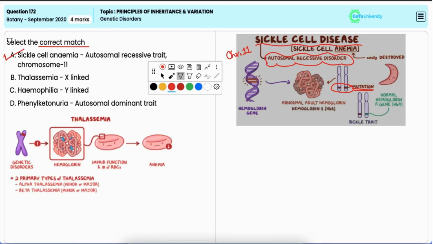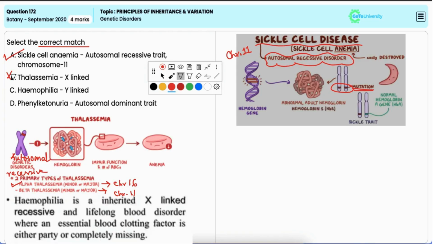Option B, thalassemia is to X-linked. It is incorrect because thalassemia is not X-linked. It is an autosomal recessive disorder. And beta thalassemia, for example, is caused by mutations in the HBB gene located on chromosome number 11. But alpha thalassemia is caused by mutations in the HBA1 or HBA2 genes, which are located on chromosome number 16.